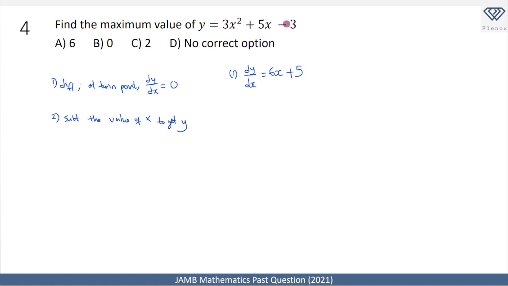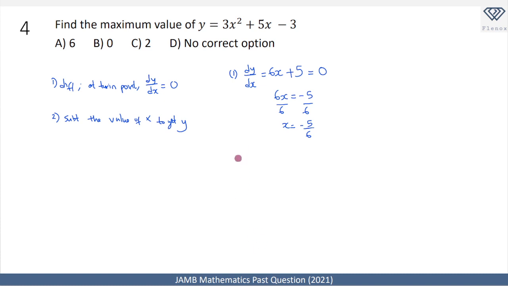And when you differentiate a constant, it just breaks down to 0. So we know that this must be equal to 0. So we can now find the value of x. We know that 6x in this case will be equal to minus 5. And if we divide both sides by 6, x will be equal to minus 5 over 6. Now we're done with the first stage. We found the value of x.